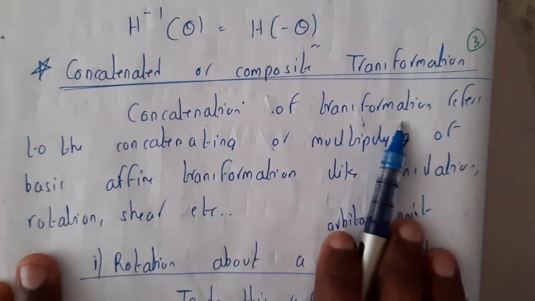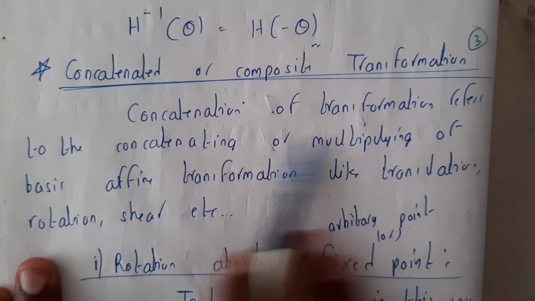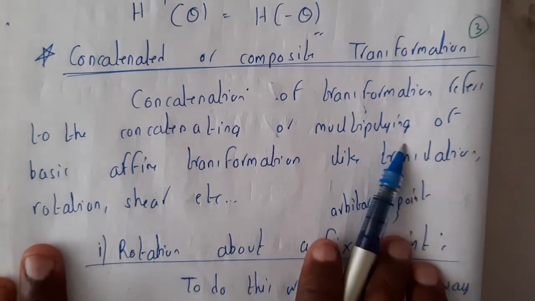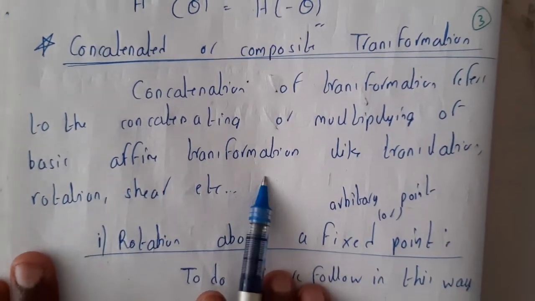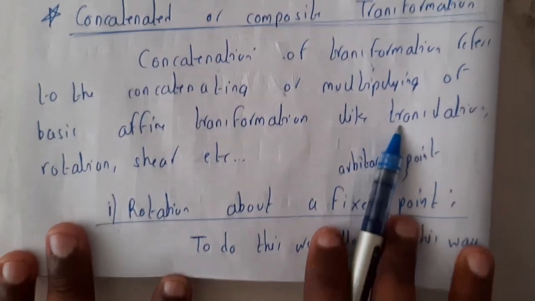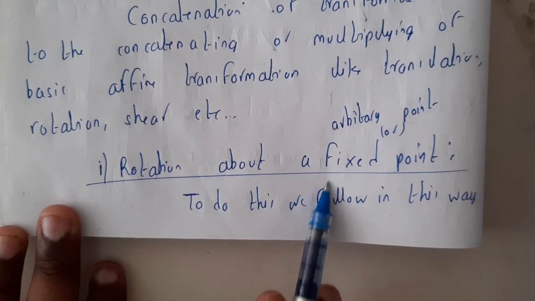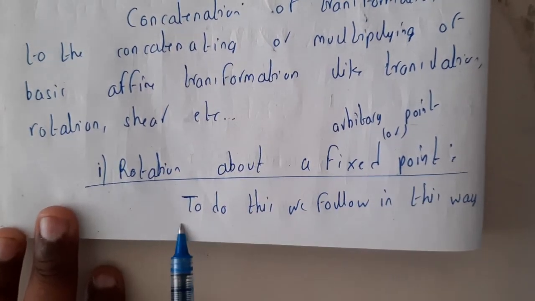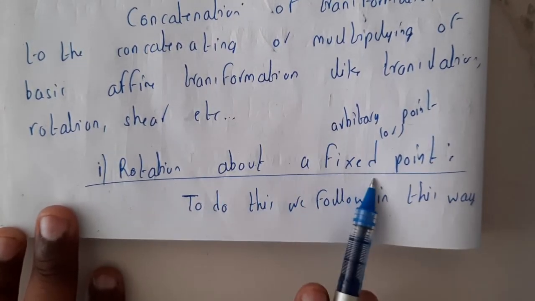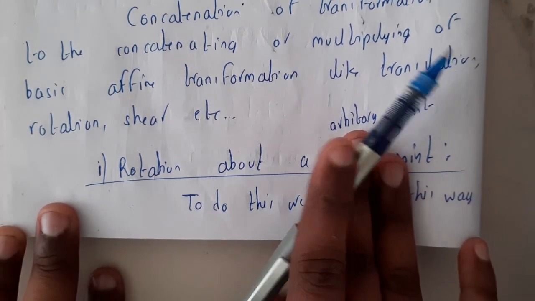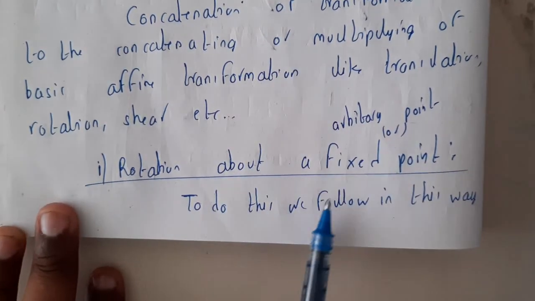So concatenation of a transformation refers to the concatenation or multiplying of the basic transformations, affine transformations like translation, rotation and shearing, etc. So rotation about a fixed point or an arbitrary point. To do this, we need to rotate a particular object about a fixed point. Okay. So to do this, we will be following these steps guys.